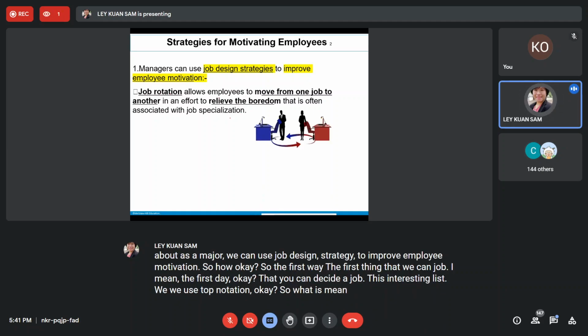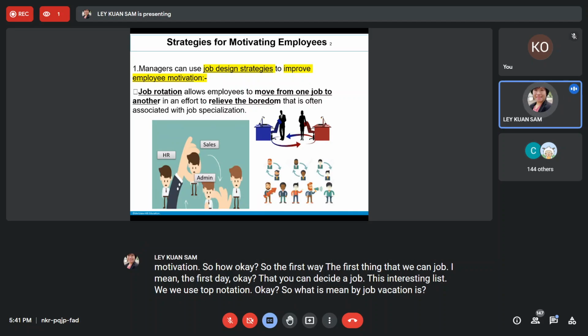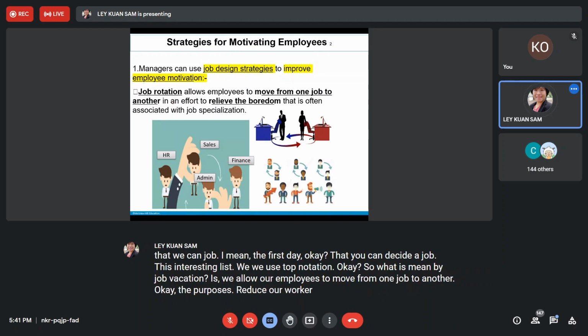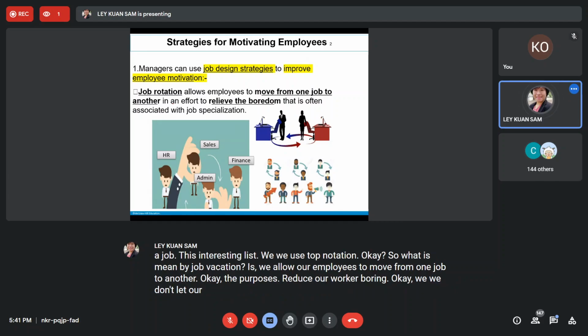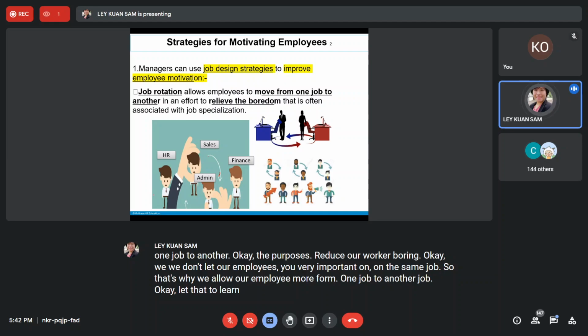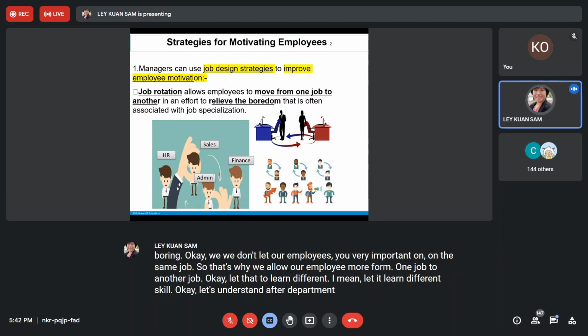What is meant by job rotation is we allow our employee to move from one job to another. The purpose is to reduce our worker's boredom. We don't let our employee feel very bored on the same job. So that's why we allow our employee to move from one job to another job. Let them learn different skills, and let them understand other departments' difficulties. So this is job rotation.